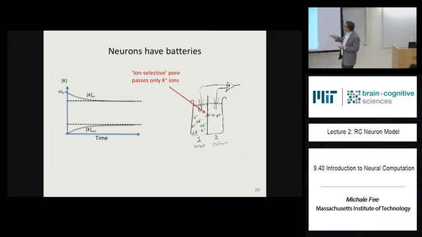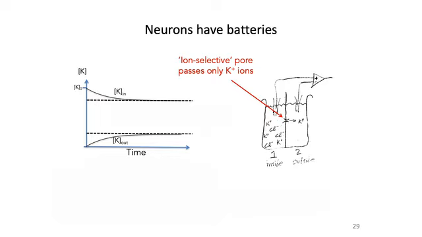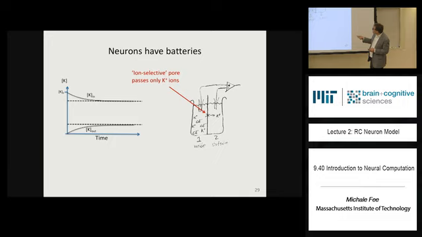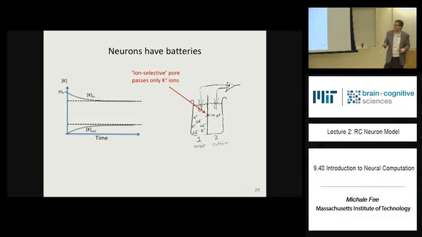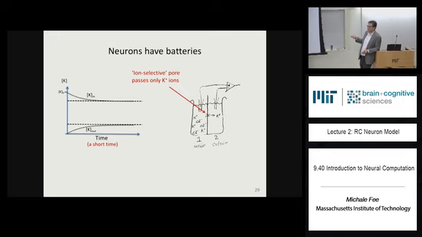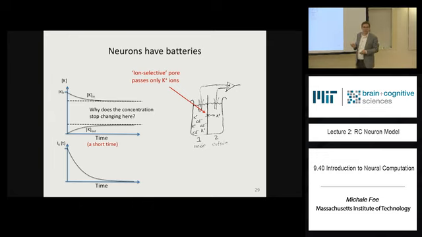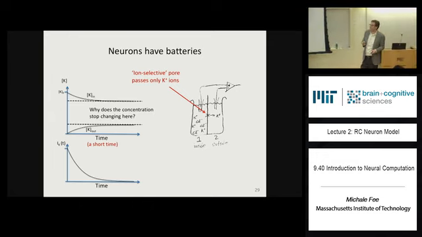And what's going to happen is if we plot the potassium concentration here, it will decrease, and over here it will increase a little bit. But then it will stop changing, and it will never come to equilibrium. It will also take a very short time for that to happen, because just a few potassium ions need to go to the other side before it stops. So why does the concentration stop changing here? Well, it's because the potassium current from this side to this side goes to zero, and it goes to zero very quickly. So why is that?